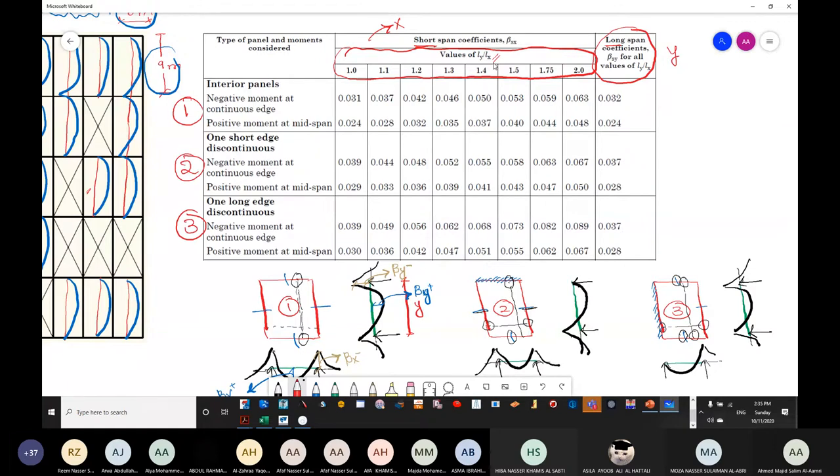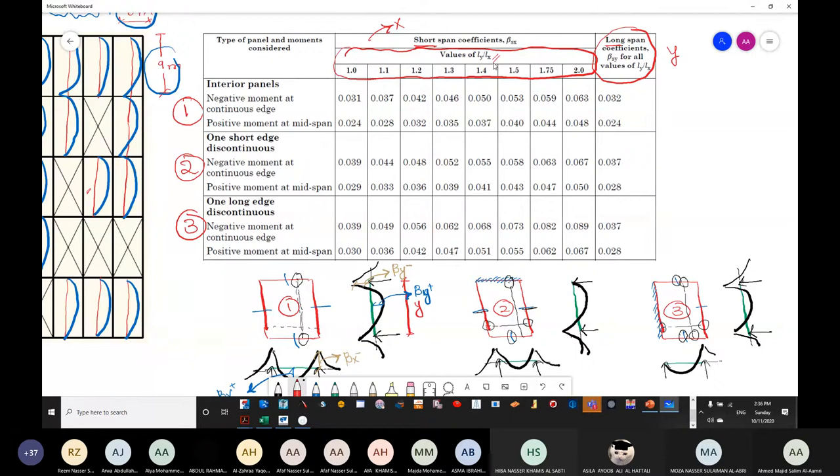And I said, if your Ly over Lx is lesser than or equal to 2, then it's a two-way slab. If it's more than 2, then it's a one-way slab. Now I have clearly said that this table is for a two-way slab. So any value which is becoming more than 2 does not belong to a two-way slab. It tends to be a one-way slab, meaning you cannot use this table. That's why you cannot have a value more than 2. Are we clear? This table is for a two-way slab. You cannot use it. And the table for a one-way slab, you have already studied in design one.